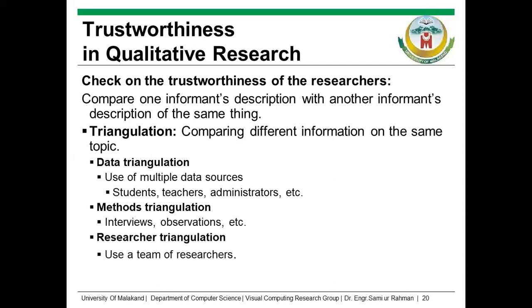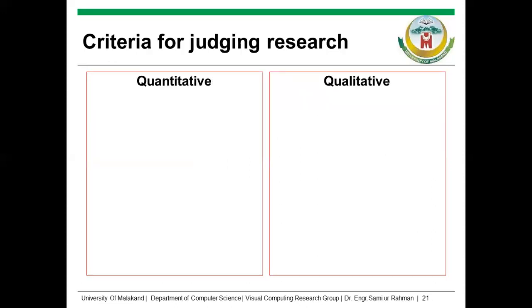And researcher triangulation, so use a team of researchers. Yes, and in some cases we can also perform the same experiment with more than one team, so that we may know if they come up with the same findings. Then we can have more trust in the conclusion if multiple teams come up with the same conclusion.